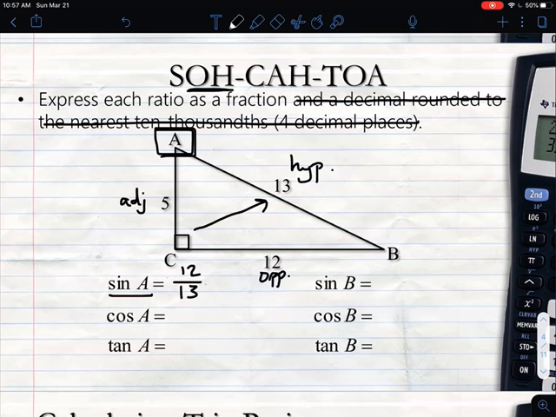If I go to cosine of A, so cosine, we look up at our SOHCAHTOA, was adjacent over hypotenuse. And so now I have the adjacent labeled as 5. So as I look at my fraction here, I got 5 on top over hypotenuse, which is 13. And so there's my ratio. And then for tangent, tangent said opposite and adjacent. And so the opposite I labeled was 12. The adjacent I labeled was 5. And there's my ratio.